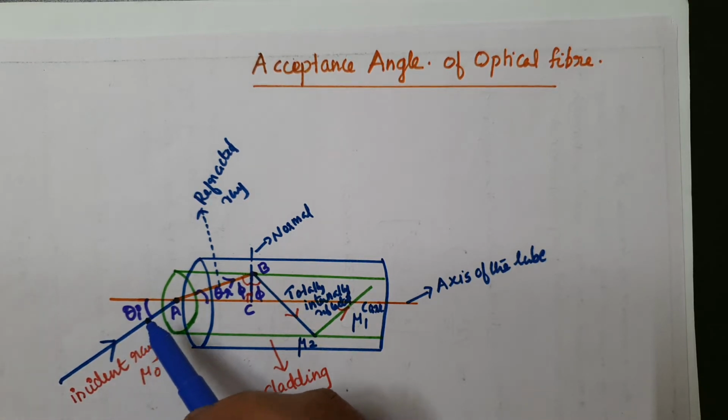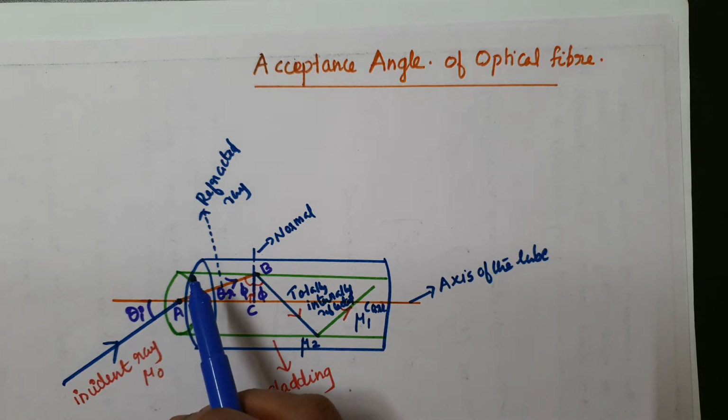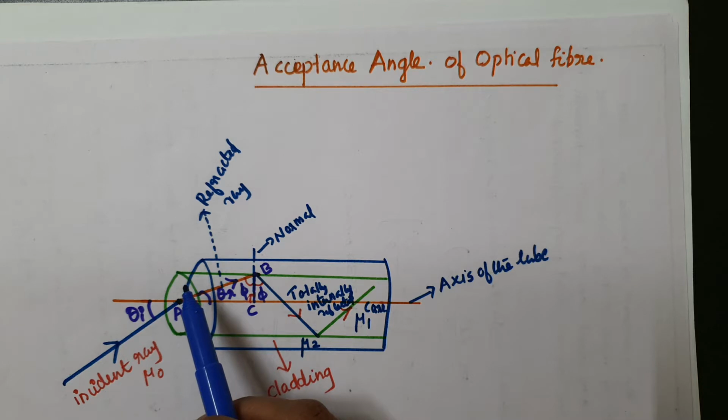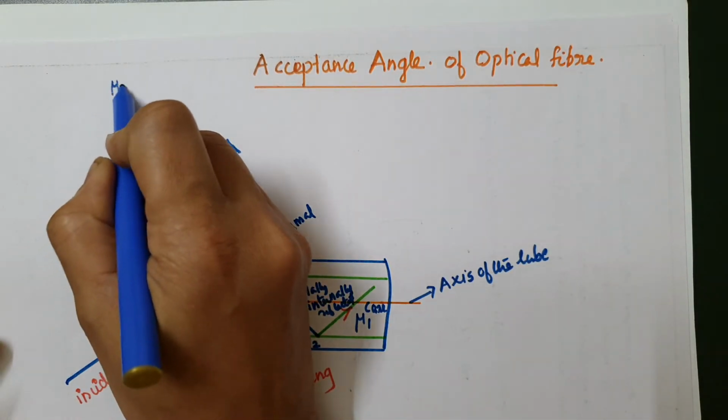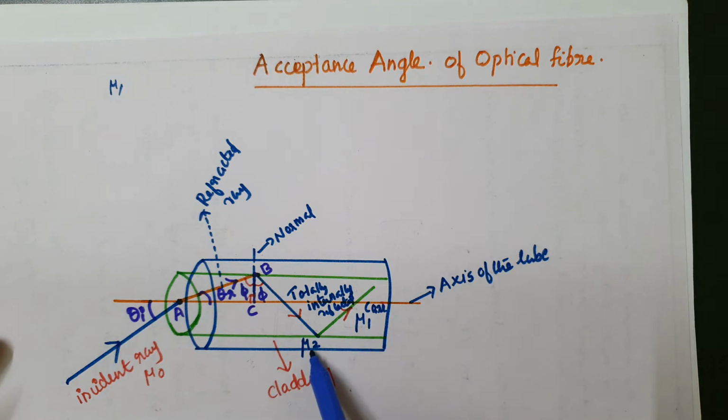A step index fiber is an optical fiber in which the core and cladding regions have homogeneous refractive index. If mu1 is the refractive index of the core region and mu2 is the refractive index of the cladding region, then mu1 will be greater than mu2. And the refractive index of the fiber changes only at the core cladding boundary. Such a fiber is called a step index fiber.